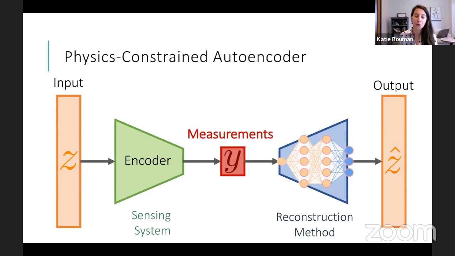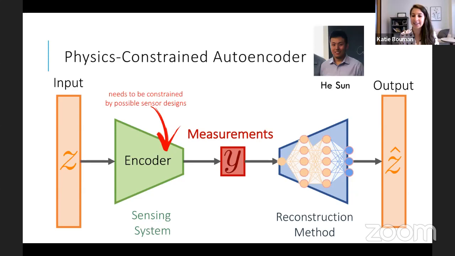But unlike generic deep autoencoders, sensing systems that we build must obey physical constraints. We can't just build any mathematical function we come up with, right? And so we have to make sure that the encoder that we learn is actually something we can build. And so I've been working on this problem at Caltech with my postdoc, Hassan, who has been leading this effort. And the approach that we proposed is to develop a physics-constrained encoder that we train with the decoder end-to-end.